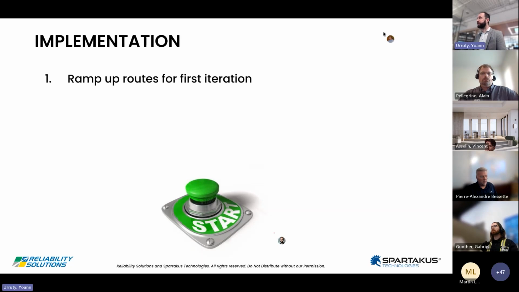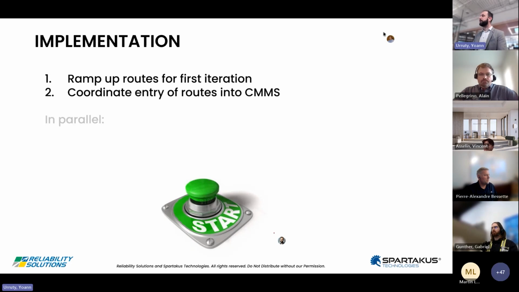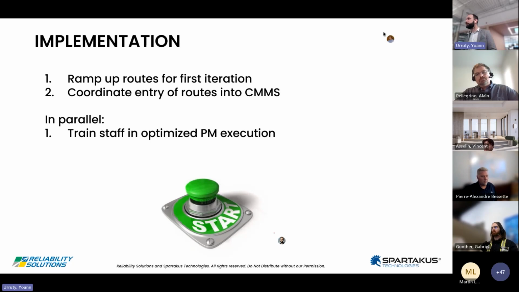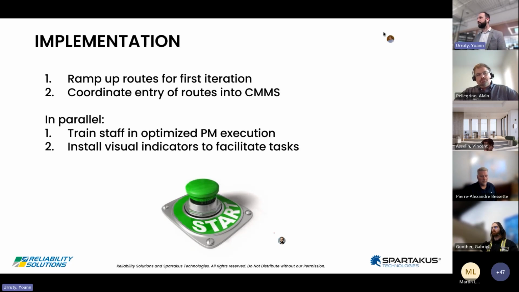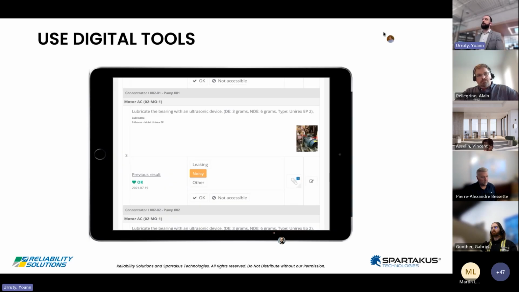How to implement it? Ramp up routes for first iteration. Execute the routes with the PMs, with your millwrights, your technicians the first time. Get their feedback, right? Coordinate the execution in the CMMS. Train your staff. Install your visual indicators to facilitate the execution, right? So there's a lot of things to consider before implementing those new and optimized PMs. And finally, use digital tools, right? This is one of the items we said we would consider. There are tools out there. Maybe your CMMS can accommodate that. Maybe there's software that can accommodate that.